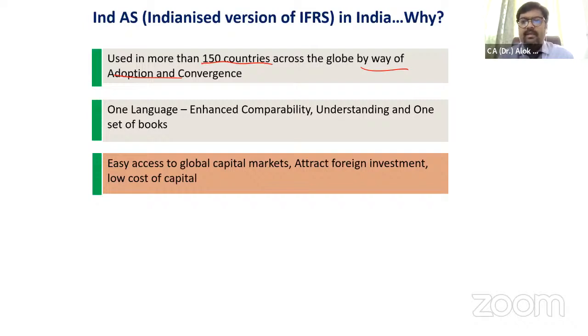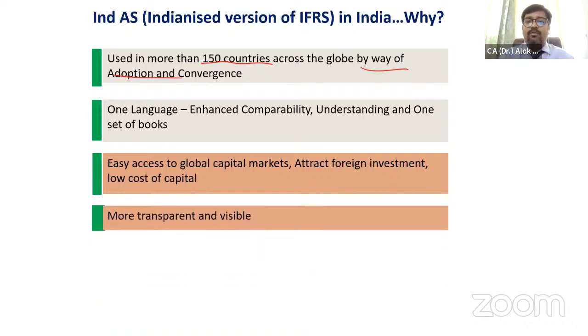For example, in Dubai the interest rate is 3-4%, and I want to raise capital in Dubai. If I have prepared my financial statement under Ind AS, hardly another 15 or 20 minutes will be needed to convert this financial statement into IFRS, right? So these standards are more transparent and more visible. Why? Because there are a lot of disclosures here.